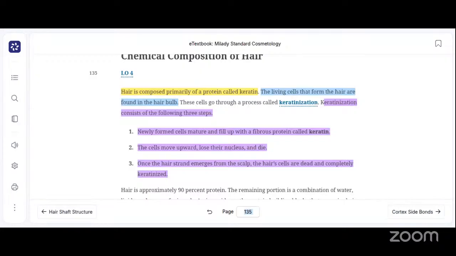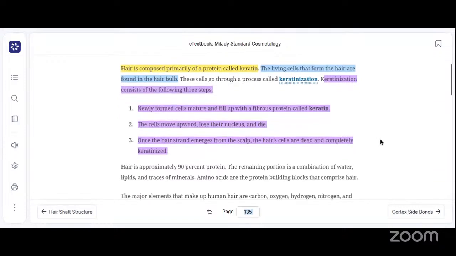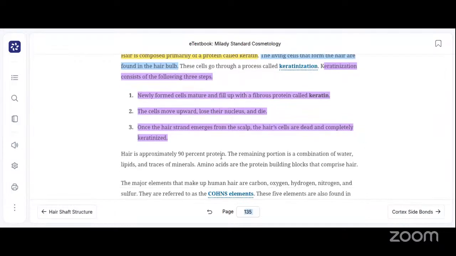Once the hair strand emerges from the scalp, the hair cells are dead and completely keratinized, which means they are hardened. Hair is approximately 90% protein. This is a key. Remember, hair is approximately 90% protein. In some cases, it has been said that hair is 97% protein. Let's go by this text. This particular text says hair is 90% protein. So you're looking at 100% of your hair, and 90% of it is protein.